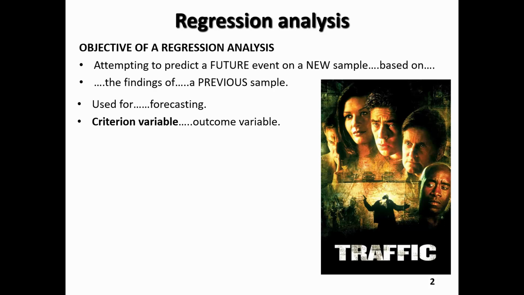Identifying the two major variables in a regression analysis, we start with what's called the criterion variable, and this is typically your outcome variable of a study. The other major variable is called the predictor variable, and this is the variable that is involved in predicting the outcome, or the criterion variable.